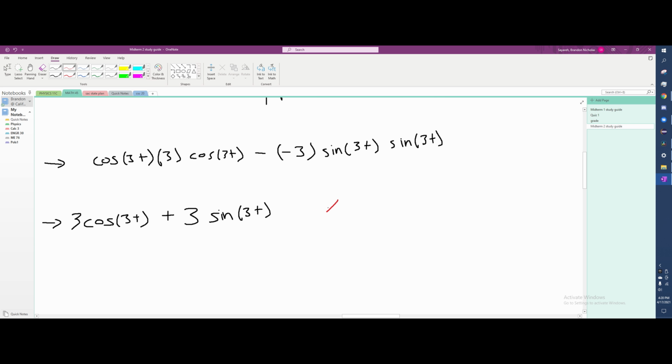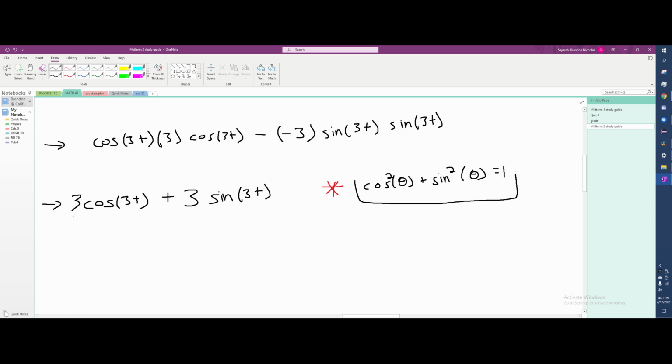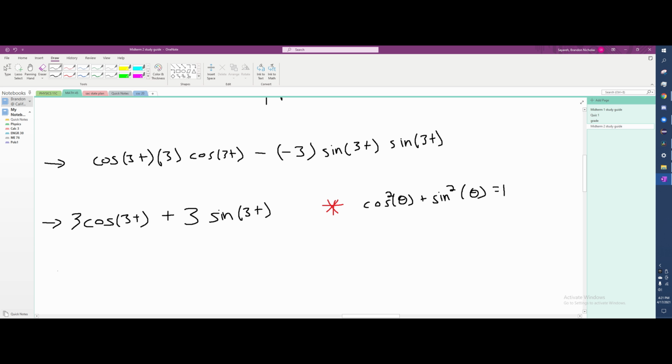So from here, it's important to remember this rule. And that rule is that cosine squared of theta plus sine squared of theta is equal to 1. So after we write this down, we can see it's almost identical to what we have. All we have to do is factor out the 3 and substitute the theta for 3t, and it's exactly the same. So all we're going to have is 3, since cosine squared of 3t plus sine squared of 3t is equal to 1. And that is the answer.